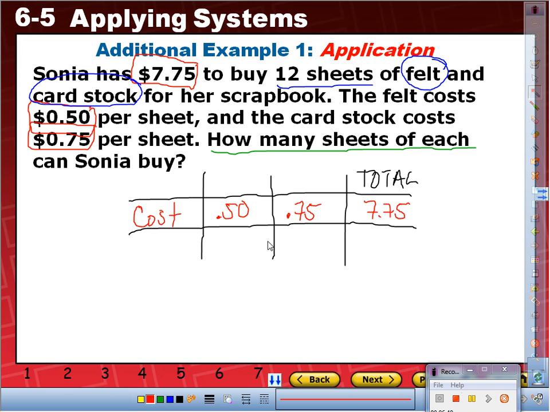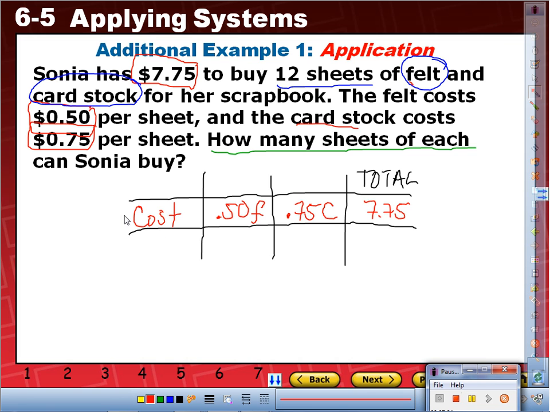0.75. However, by looking at these, how do we know which one belongs to which? I know because it says here, but if somebody walked in and didn't see this problem, how would we know which one belongs to which? We can't unless we label them. That's why the next step says we need to label it with what? Variables, right? So 50 cents belongs to what? Felt. So what variable can we use for felt? F. So 0.50F. So 75 cents belongs to what? Cardstock. And what can we label that? C. Copy that, please.